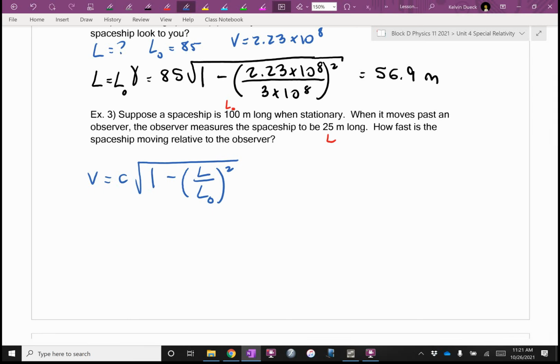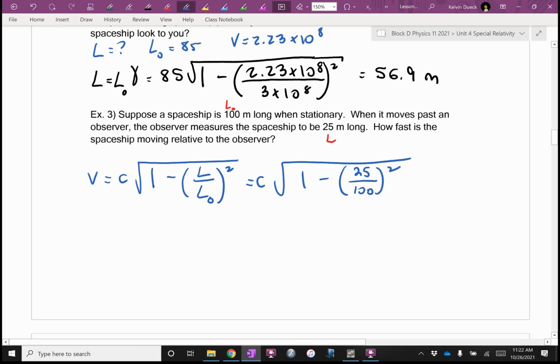Okay. Let's plug in the numbers. First, let's give it as a percentage of the speed of light. How would I do that? I'm just going to leave the C as a C, and I'll end up with some decimal C, which is a percentage. So I'm going to go C square root of 1 minus 25 over 100. Don't forget the squared.